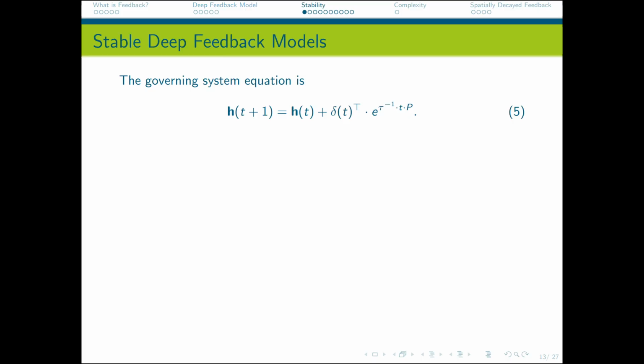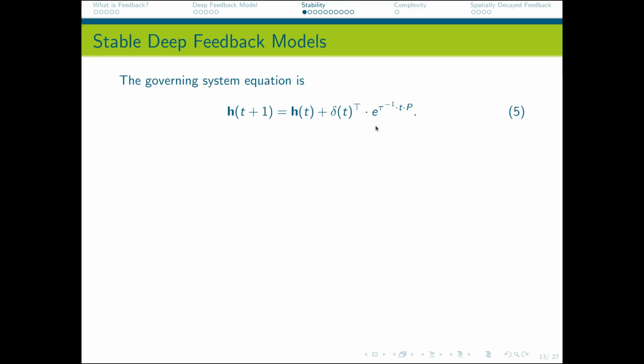Now that we have shown that these models are able to generalize and be robust, which are two traits that differentiate human intelligence from artificial intelligence, and I think it's really neat, we can start talking about how we can make sure that these models are stable so that we can test them in large-scale data sets. So bear with me. We have again the system equation, so the h plus the neural network delta, processed by the matrix exponential of P.